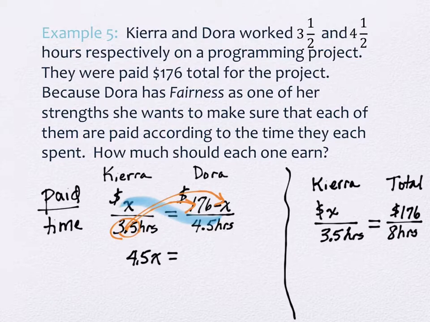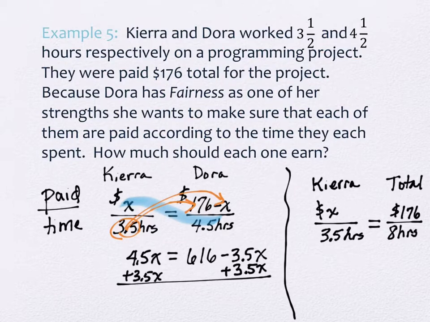So what is 3.5 times 176? 660? No, 617. Oh, okay. I thought that's what I heard first, and then I doubted myself. 616. And then I would have minus 3.5x. Then what would we do? Add the 3.5x. So what is 4.5x plus 3.5x? 8x. That's the 8x we got on the other side of my screen, basically. And then if I divide by 8, what is 616 divided by 8? 77.